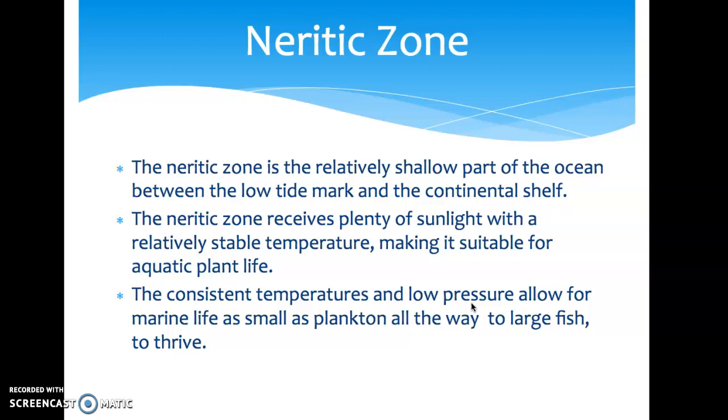Remember, we said that if we have more plants in an area, we are generally going to have more animals, more diverse food webs and ecosystems. This sunlight and stable temperature is great for supporting diverse ecosystems. The consistent temperature and low pressure, because we're not too deep, allow for marine life as small as plankton. Plankton are usually photosynthetic, they make their own food, all the way to large fish to survive.